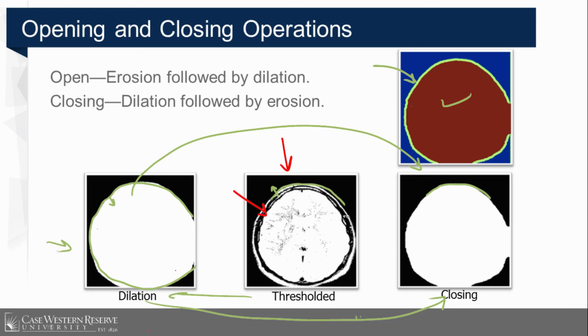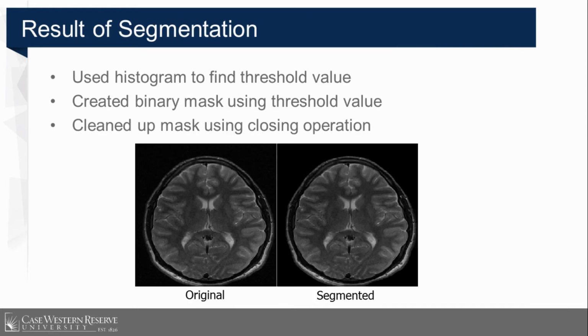Alright, so we see that after we've performed this closing operation, we're left with a mask that no longer has holes in it due to low signal intensities in the middle of the brain, but reflects the true border of my actual head. And so I can now use this mask and multiply it pixel by pixel by my original image in order to get a new segmented image that has gotten rid of all of the background information.